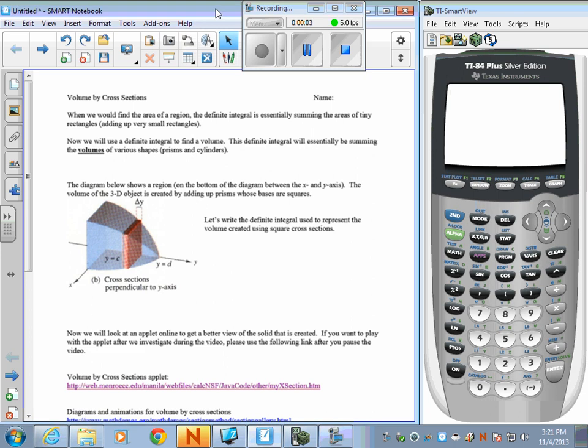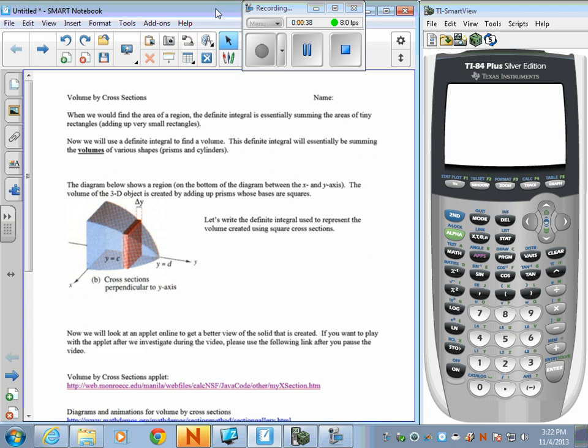Today we are talking about volume, and we're going to be finding volume by using a technique called cross sections. When we were finding the area of a region, we were using a definite integral because our definite integral was just adding up lots of tiny rectangles, and the rectangles were very, very tiny. We had lots of them, and the width of our rectangles was getting smaller and smaller. Now we're going to use that idea to find a volume, which means our definite integral will be adding up volumes of various shapes as the width, which is called something else in this situation, gets smaller and smaller.